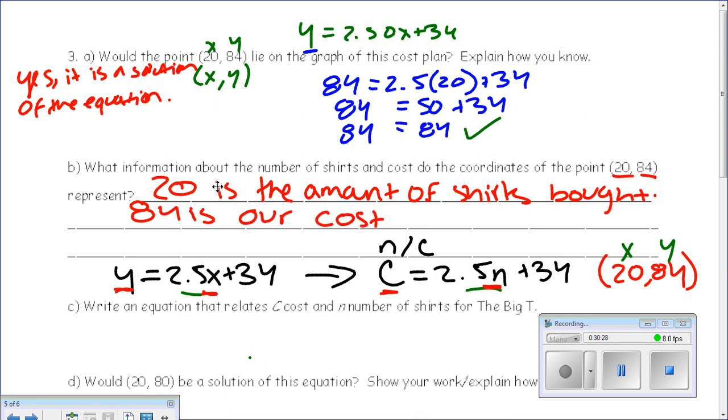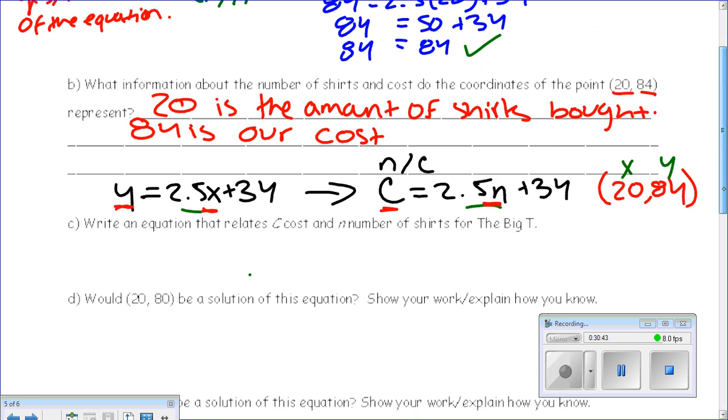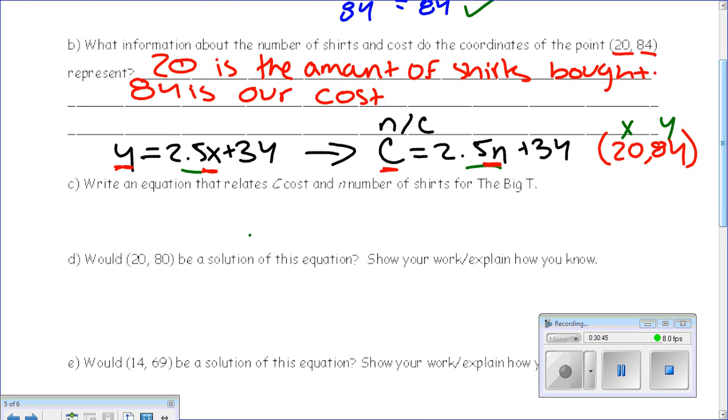We can put it into our slope-intercept form, y equals mx plus b. But the variables c and n are going to make more sense to us since we're working with the number of shirts and total cost. So down below that, it says write an equation. Well, we already wrote our equation. We've wrote it a couple times. C equals 2.5n plus 34. There's our equation for big T.